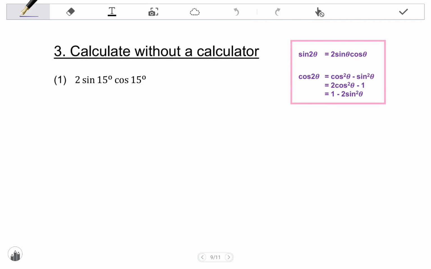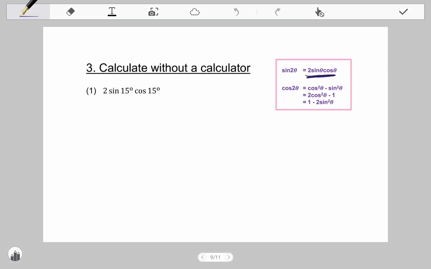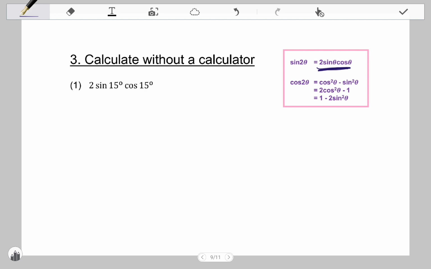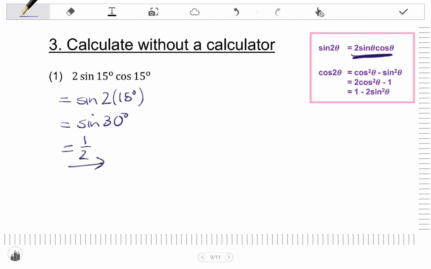Okay, then we have a third type of question which involves the use of our special angles. Okay, so calculate without a calculator, and we have 2 sine 15 cos 15. Now if you look carefully at the double angle formulae, that is our sine double angle formula. Okay, so this contracts to sine 2 times the angle, which is 15 degrees, and that gives us sine 30 degrees. And if you remember your special angles, sine of 30 degrees is equal to a half.